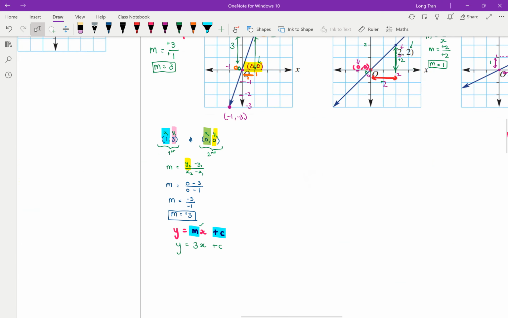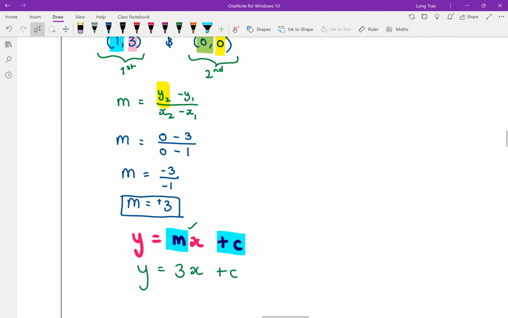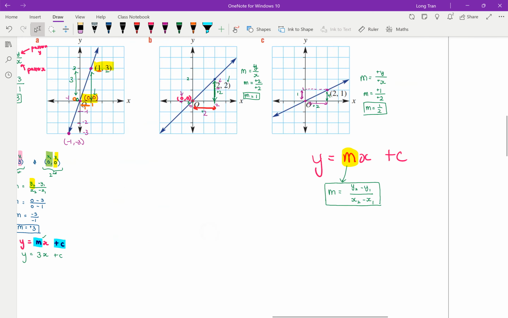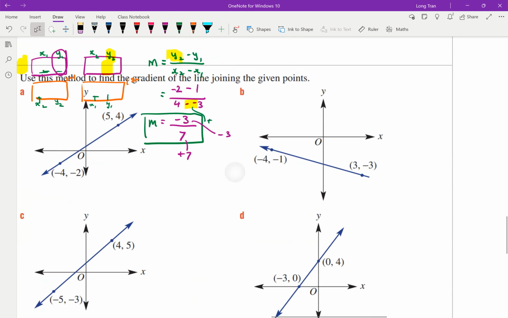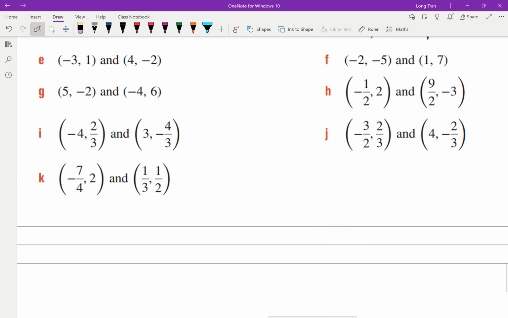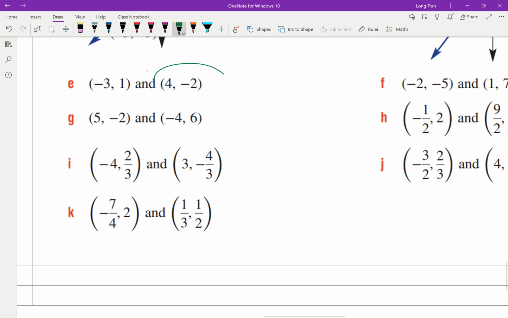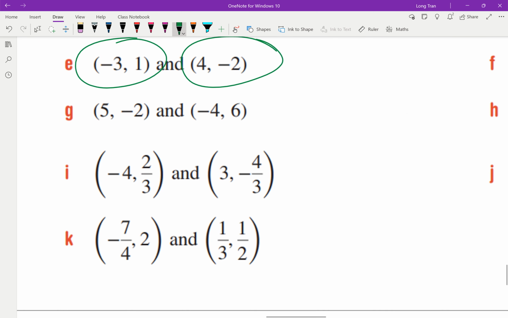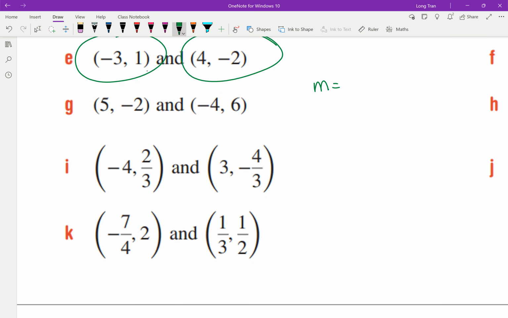So you're like, sir, but then why are we even doing this algebra? It takes so long to do. Well, it's because you're not always going to get a graph. And say this example down here, this is what you'll be working with majority of the time. So you'll be given 2 coordinates and students need to find out m.